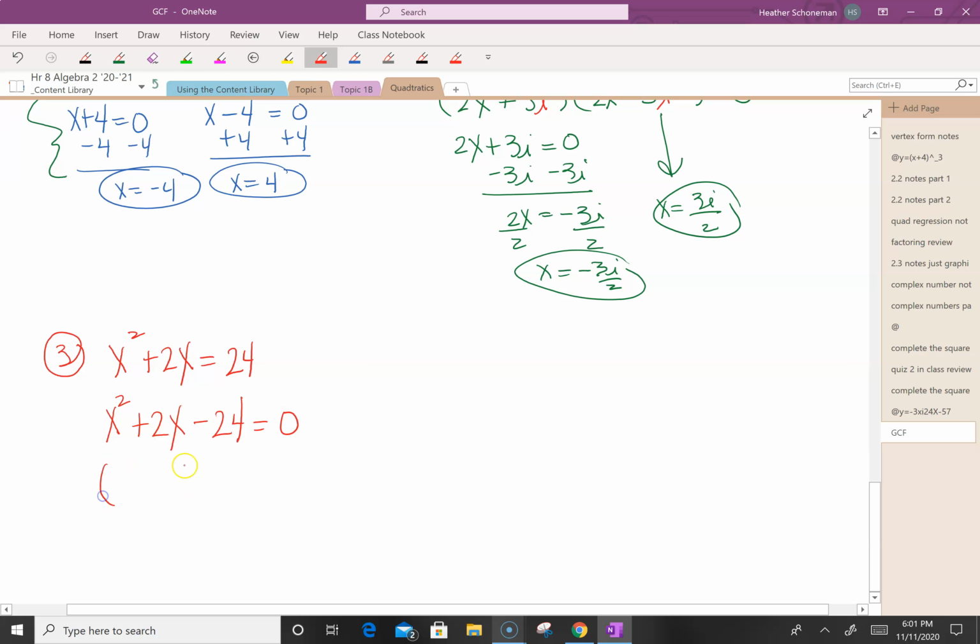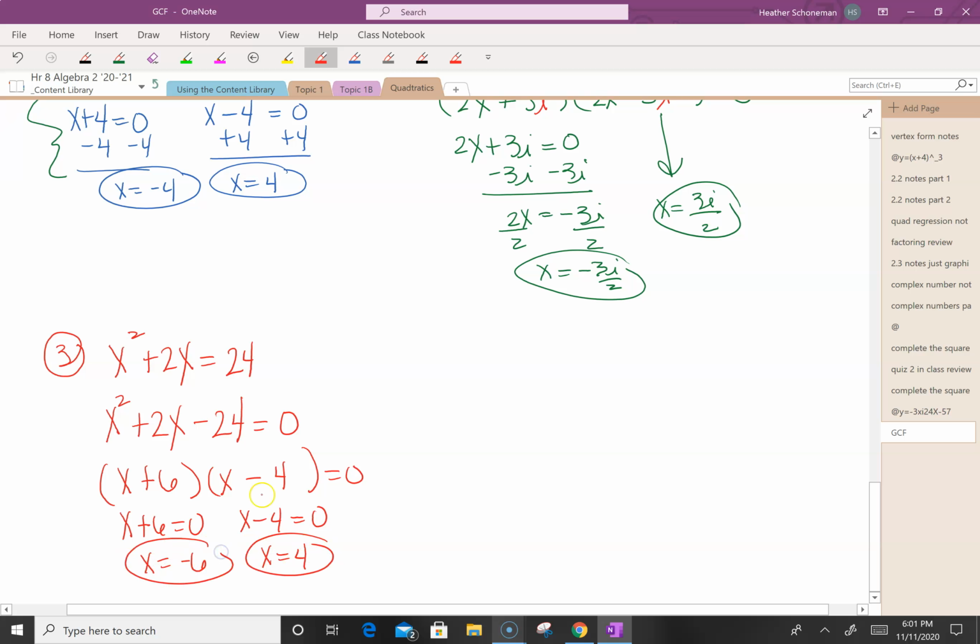It's a trinomial. I'm going to go straight to my 2 parentheses, so I have an x and an x. The two numbers that multiply to negative 24 and add to 2, well, would be positive 6 and negative 4. So when I solve, x plus 6 equals 0 and x minus 4 equals 0. So x equals negative 6 and positive 4.